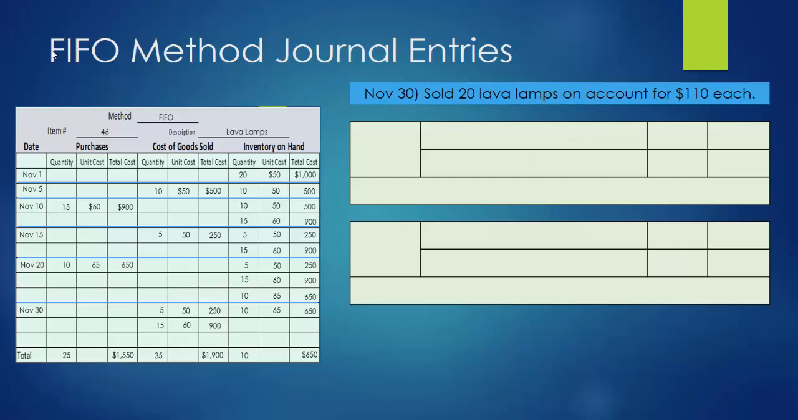And then lastly, on November 30th, we sold 20 lava lamps on account. We did so for $110 each. So on account, we debit accounts receivable. How much? Well, it's 20 at $110 a pop, which means our sale was for $2,200. That's what our customer owes us. That's what we are going to increase our accounts receivable account by, and that's what we're also going to increase our sales revenue account by. So debit to AR, credit to sales revenue for $2,200 to record the sale of inventory on account.